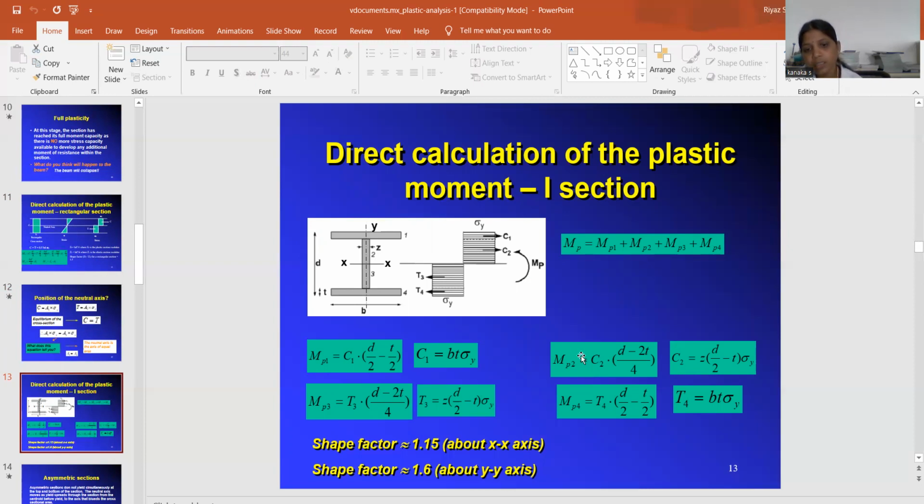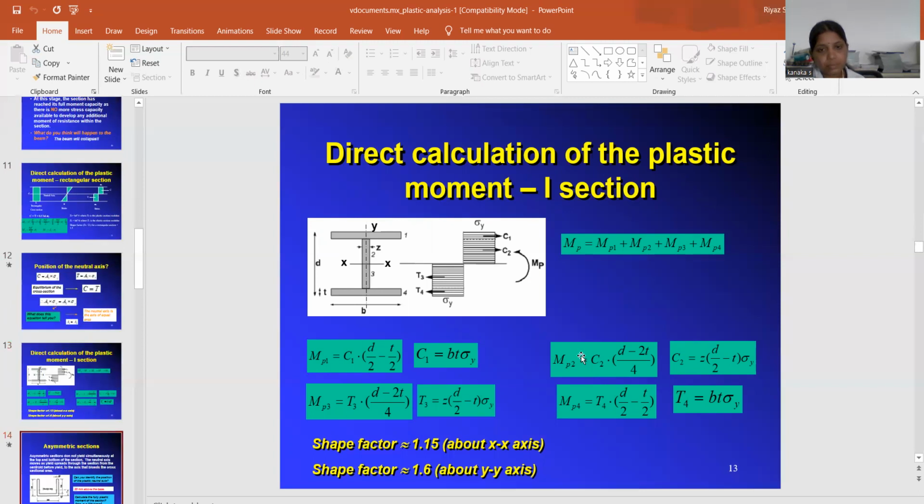So the shape factor is 1.15 about the x axis. The shape factor is 1.6 about the y axis. So this is the shape factor of the I section.